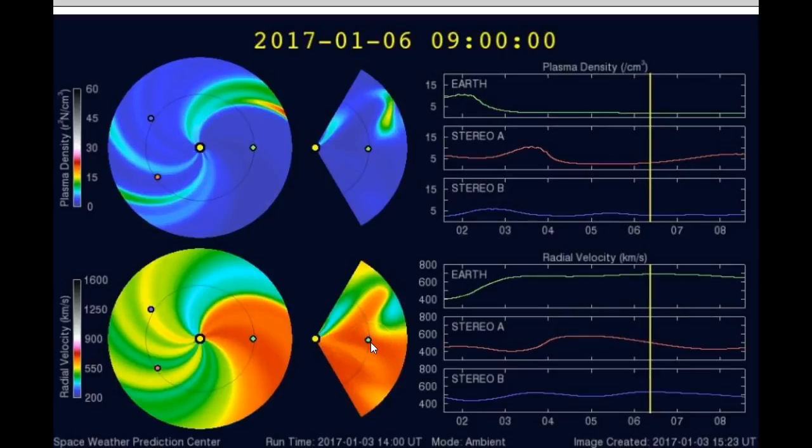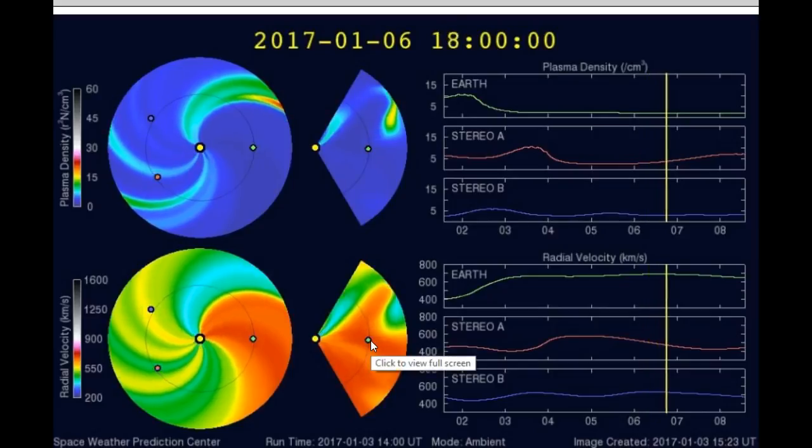The sun is in the center of the chart, yellow. The Earth is to the right, indicated by the green dot. You've got STEREO A and B represented to the left. Those are satellites on the backside of the sun. In the chart to the right, the Earth is represented by the green line. Radial velocity means solar wind speed in kilometers per second. We're already over 1 million miles per hour.